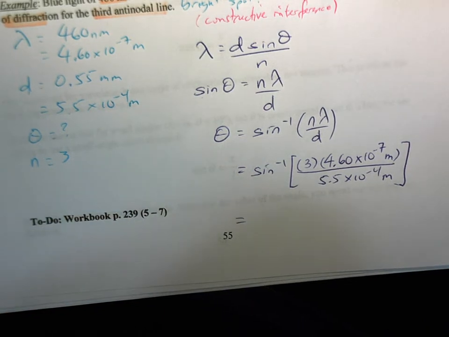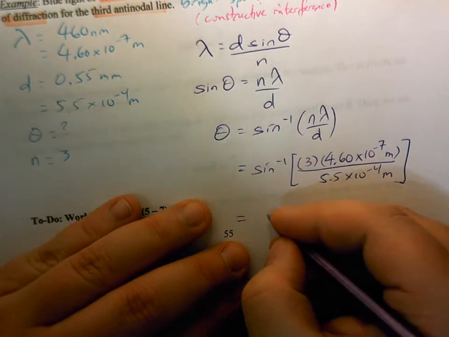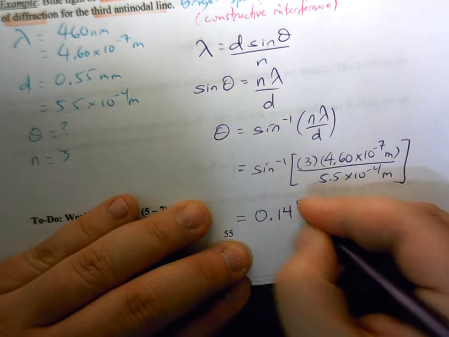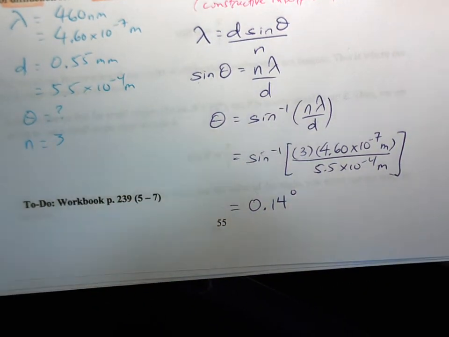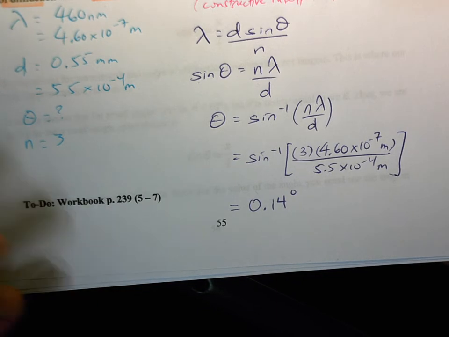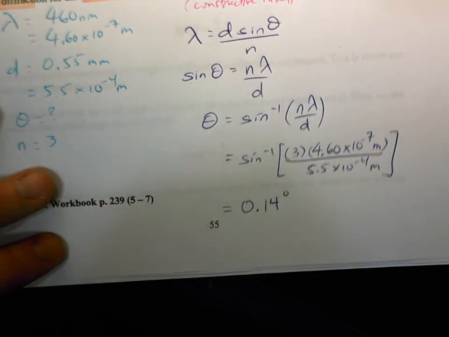So let's have a look here. Let's just calculate this out. So if I calculate this out, I'm going to get an angle of diffraction of about 0.14 degrees. Now, let me put that into context for a second. What does this actually mean?